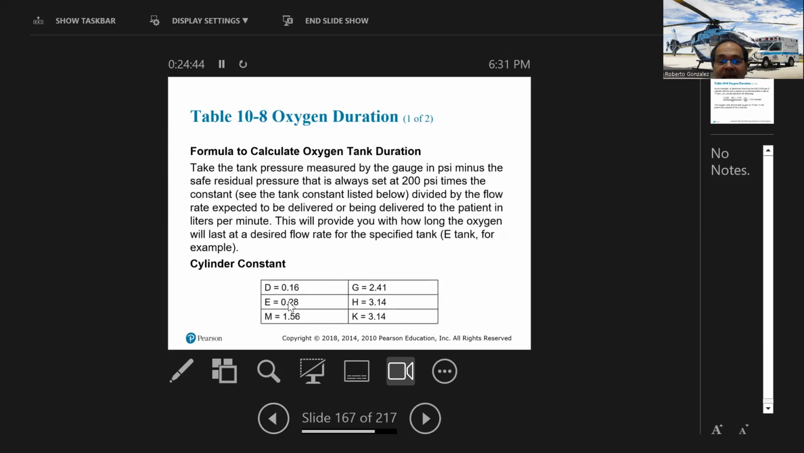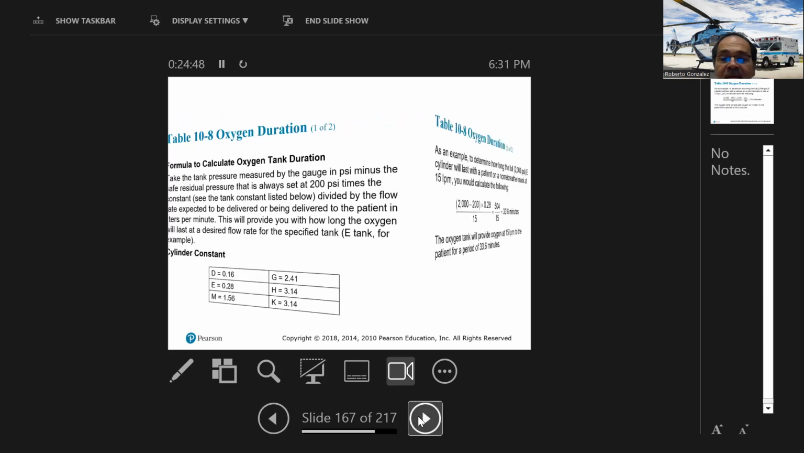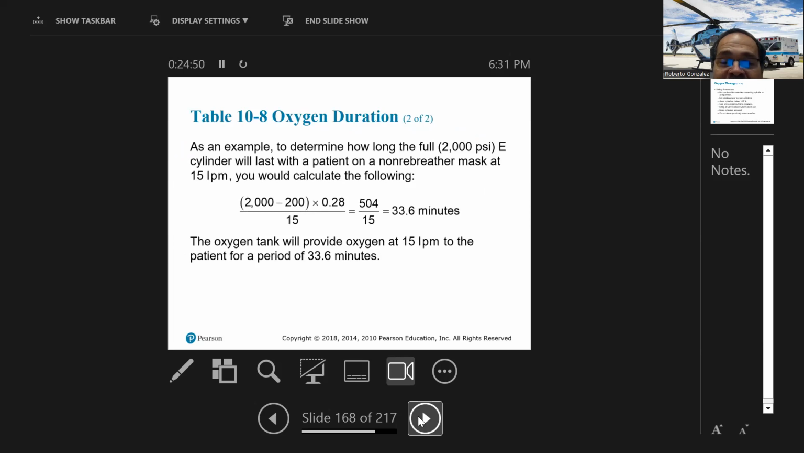It's a size E tank. And then you divide that by the amount of liters per minute that you put the non-rebreather mask at. So we put it at 10 liters per minute. This number 15 becomes 10. You understand? So once you calculate that out, it should tell you, in this case, it should be 33 minutes and 6 seconds that the oxygen tank is going to last you.